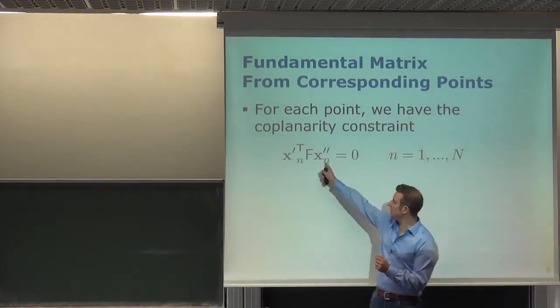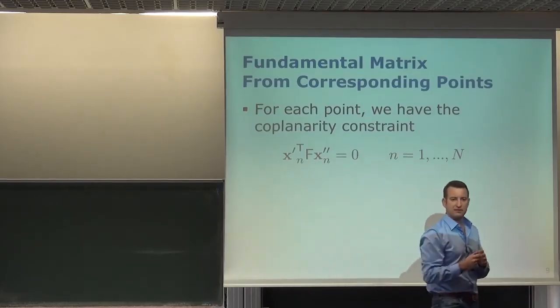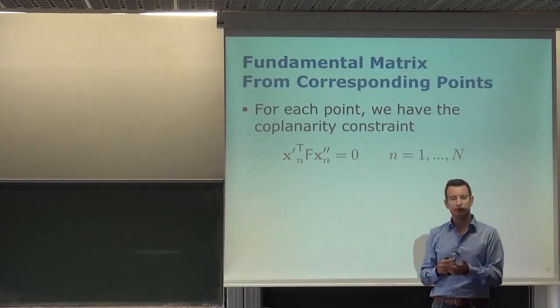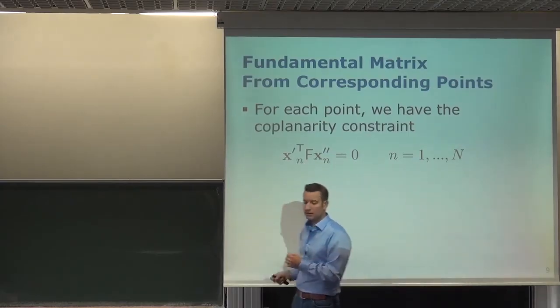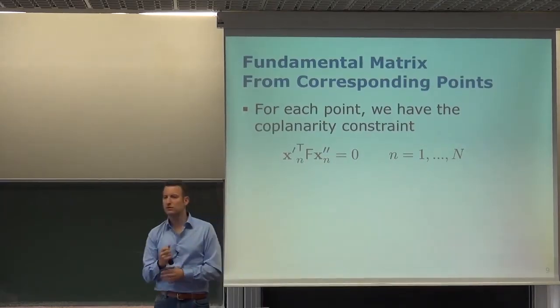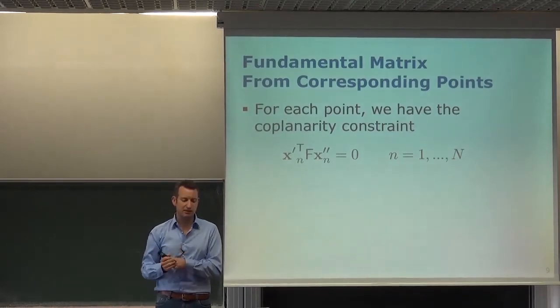So these x are given. These are our corresponding points where we know the pixel locations. And F are our unknowns. So the elements of this matrix are our unknowns that we want to estimate.